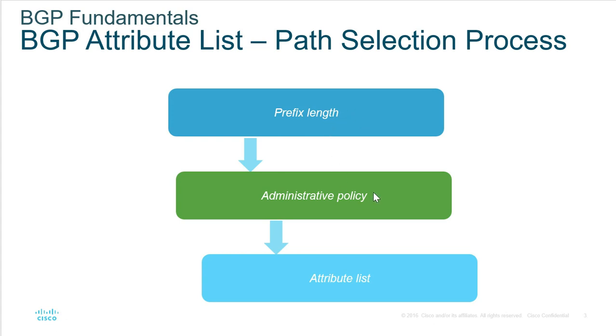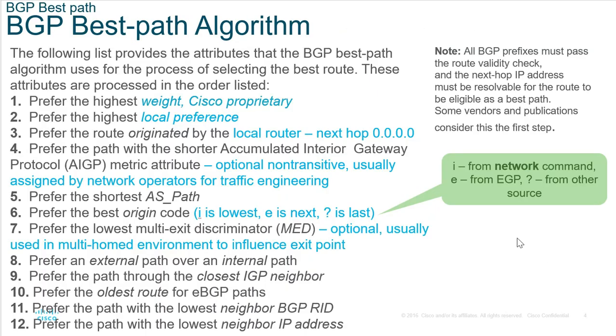Yang kedua, dia akan tengok administrative policy. This means kalau ada administrator yang buat or configure policy based routing, for example route maps, dia akan tengok route maps tu dulu. Kalau tak ada, then it will go to the attribute list and it will go down the list one by one according to the sequence. So the most important part in this video adalah we want to look at the attribute list.